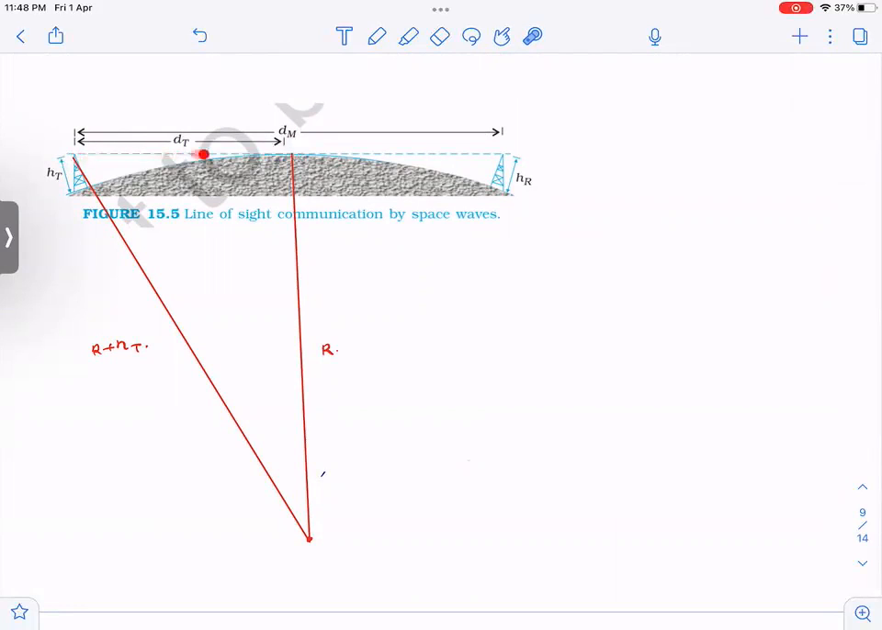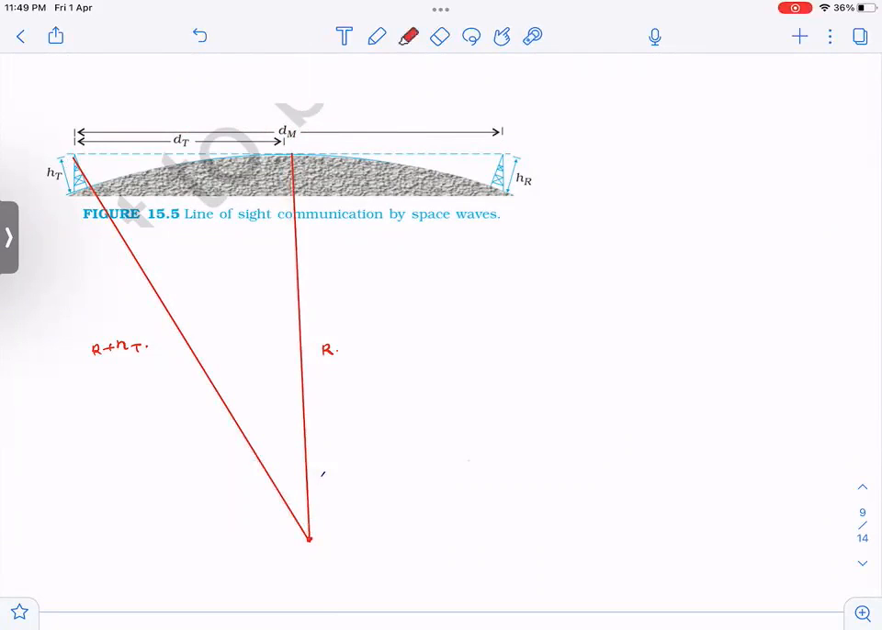This is the maximum distance signal can reach. If this is the receiver antenna, then this is the maximum distance from which this receiver antenna can receive signal. So I will be finding dt. Similarly, you can find out dr also, and you get the total distance. To find that, see this triangle?